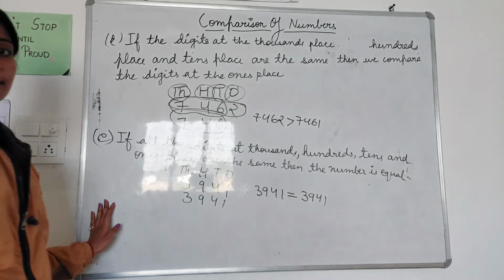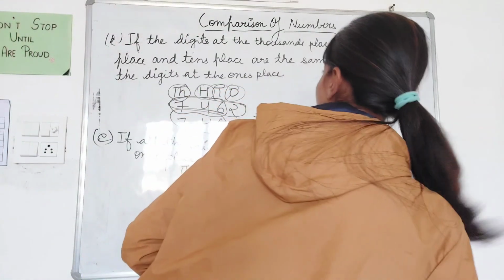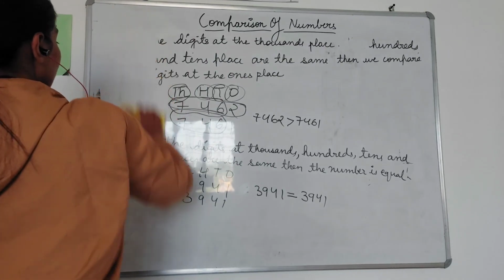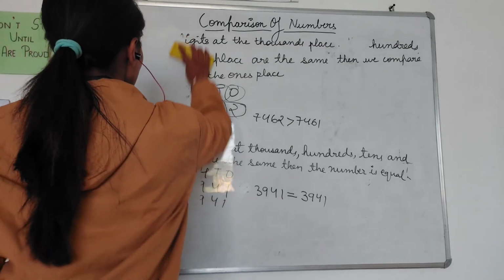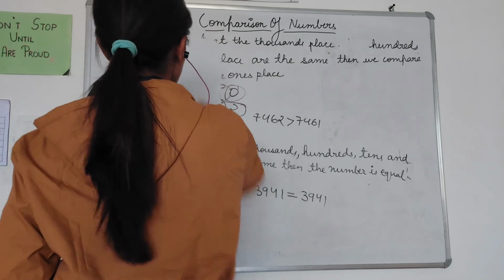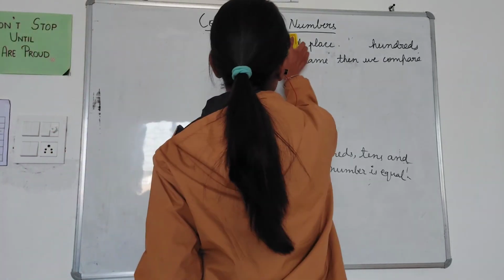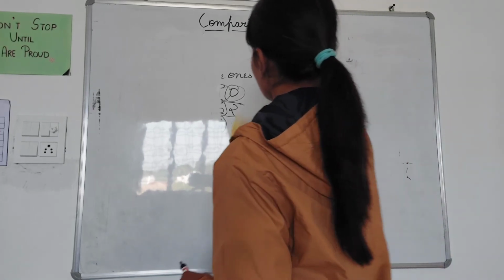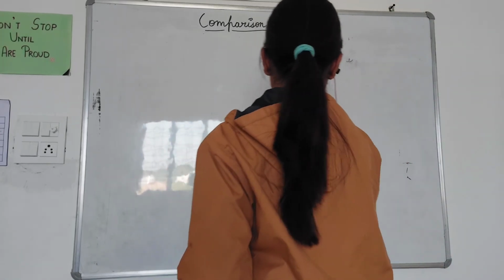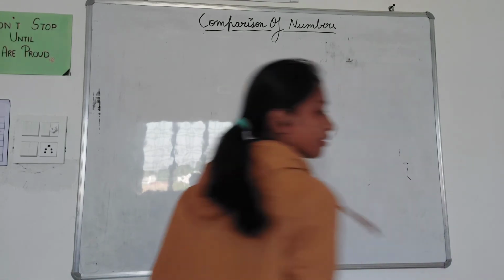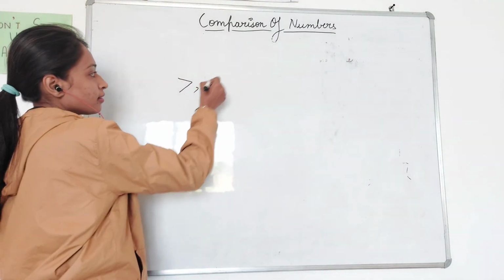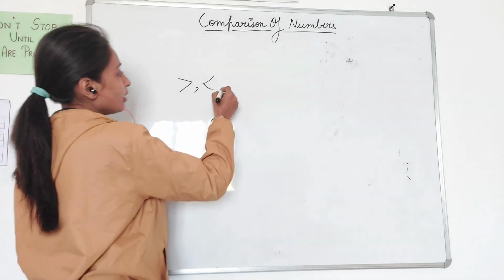Okay? So in this video we have learned how do we compare numbers. Okay? And after comparing the numbers, we put these signs. This is lesser than, this is greater than, and this is equal to.